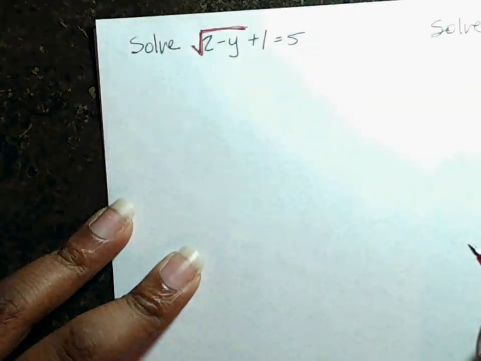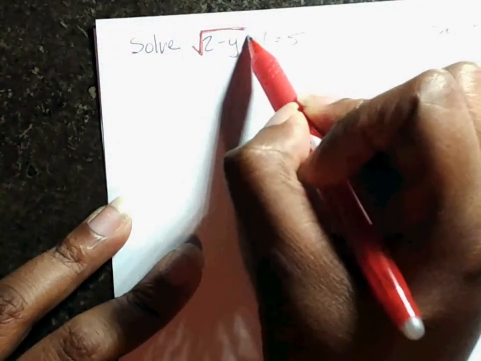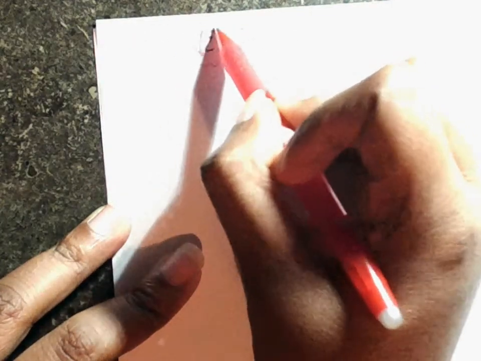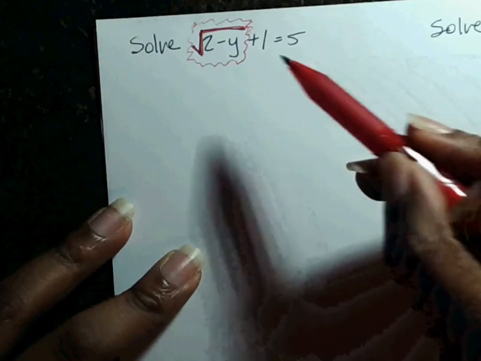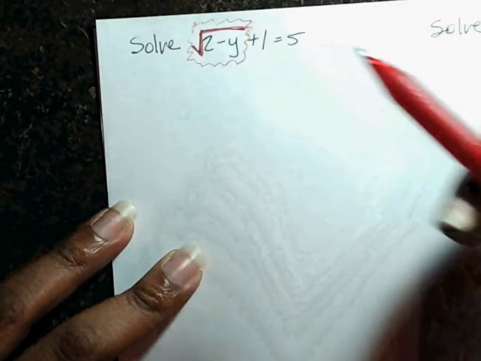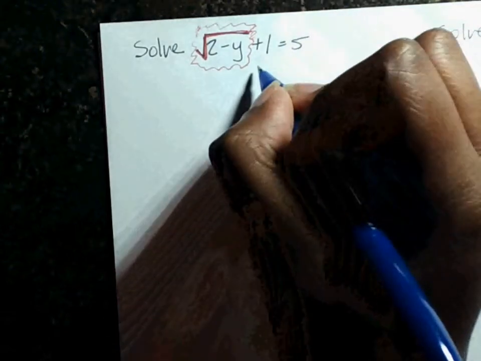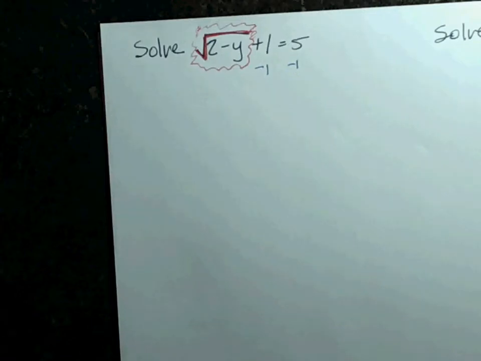is right here. Ooh, that's my square root. So since that's my square root, this is my square root term. Everything under the square root. Is it by itself? Nope. That 1 right there. We need to get rid of that sucker. How do you get rid of a plus 1? You subtract 1.